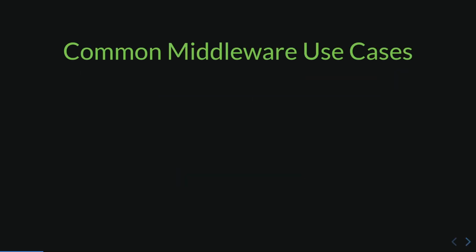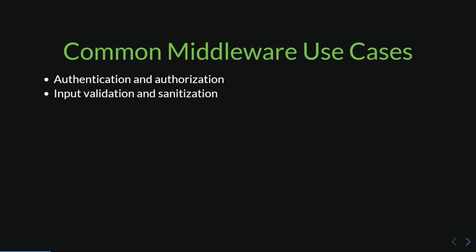Now I'll show you 10 common ways in which a middleware can be used to improve your application. First on our list is authentication and authorization. Such a middleware can be used to verify user credentials and determine if the user has access to a certain resource. This is an important step in keeping your application secure.